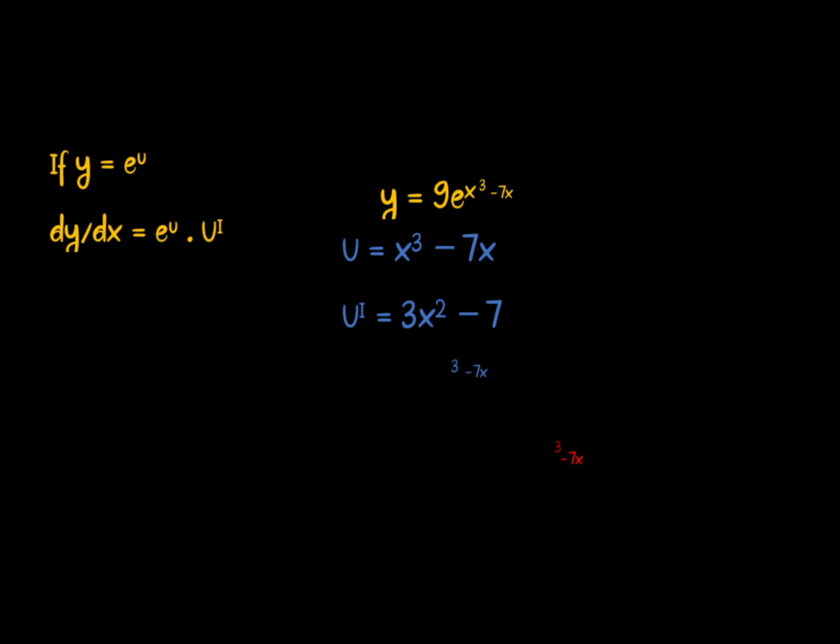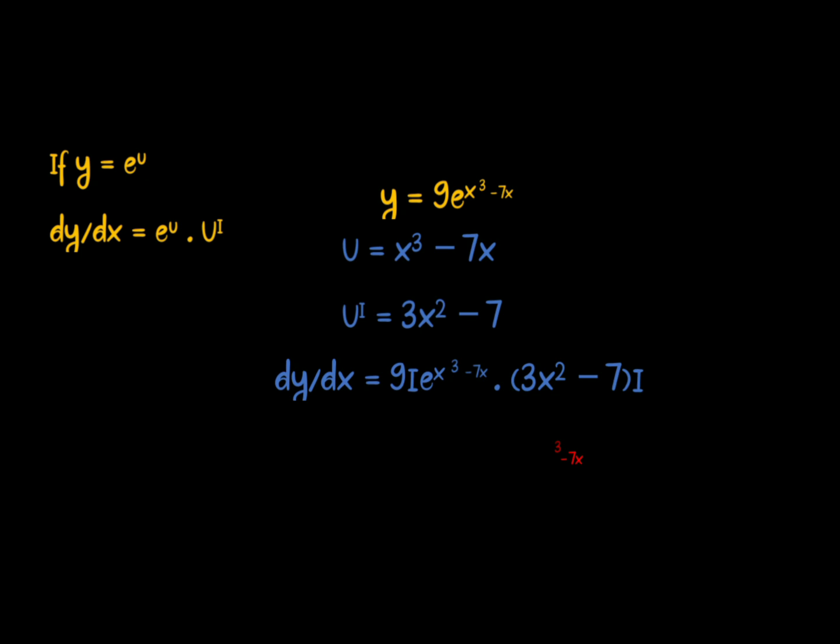So we have the differential value of u to be 3x squared minus 7, and in that case the dy/dx is going to be, don't forget your coefficient of 9 is going to be involved in the computation of your answer. So it's going to be 9 in the bracket, e raised to the power of x cubed minus 7x, that's e to the power of u. I'm bringing in our techniques now. Then multiply by the differential value of u, which is 3x squared minus 7.